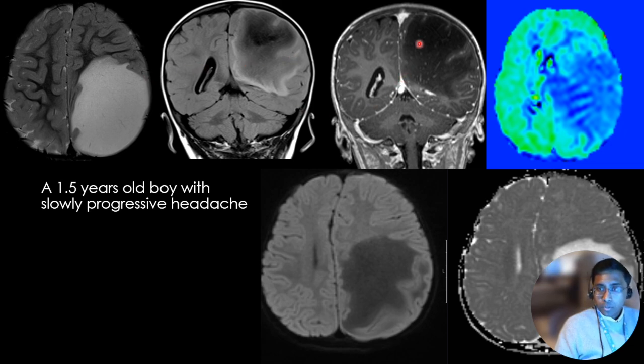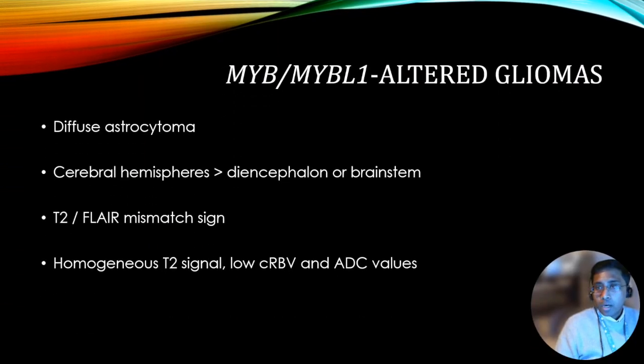In the post-contrast images, you can see these linear sort of vessel enhancement within the tumor. No solid components are seen, and in the perfusion images it is hypoperfused and it is not restricting as well. So a large hemispheric mass which is showing T2-FLAIR mismatch and which is quite well circumscribed and without any post-contrast enhancement. This entity is called a MYB or MYBL1 altered glioma.